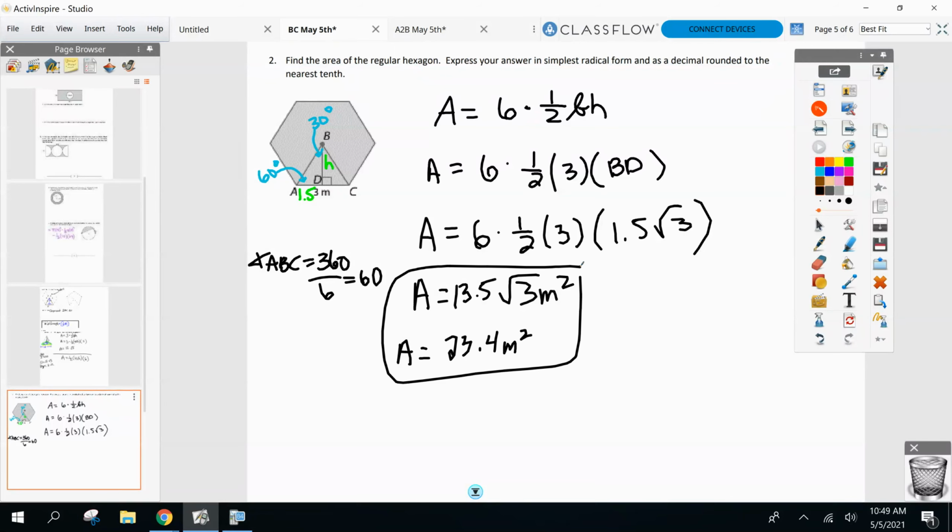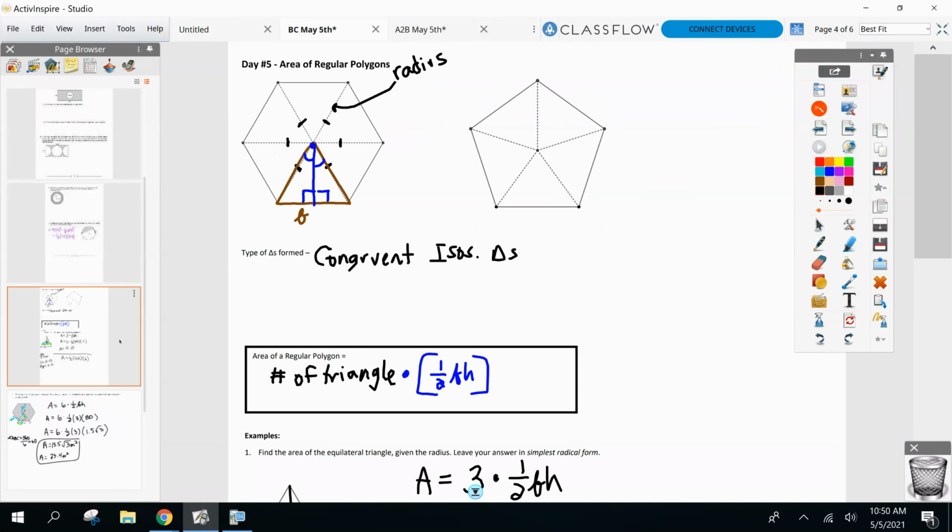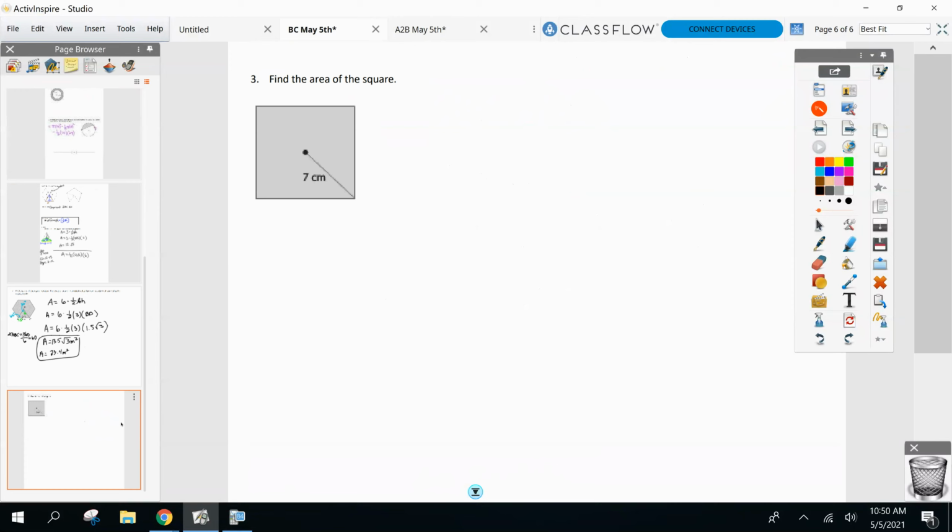Questions, comments? How we feel about this? Now, you have to use this method with something like a hexagon. But if you just have an equilateral triangle, you don't need to use this method. You can use just plain 1/2 base times height. And as we get into the last problem, which is a square, the radius is 7 centimeters. Can we find the area of this square?